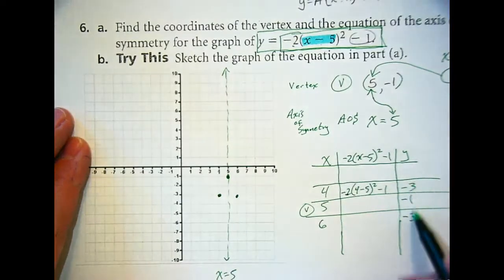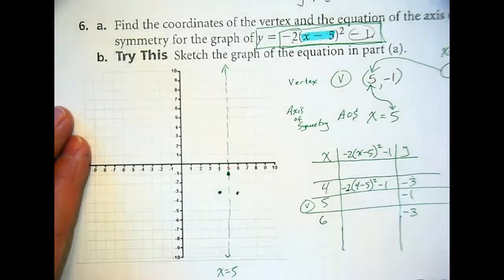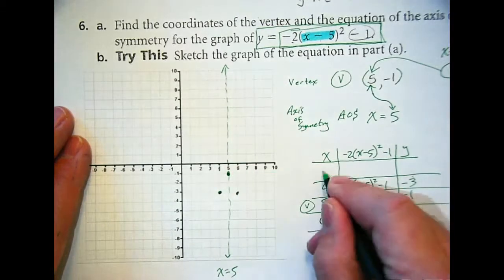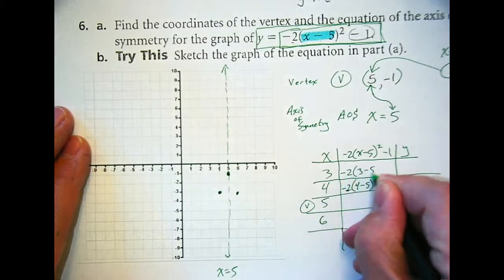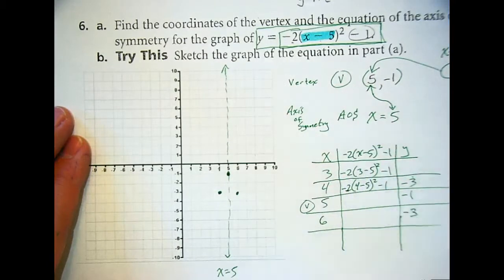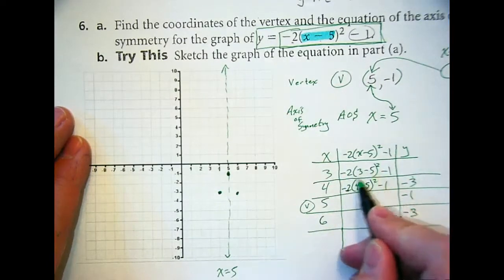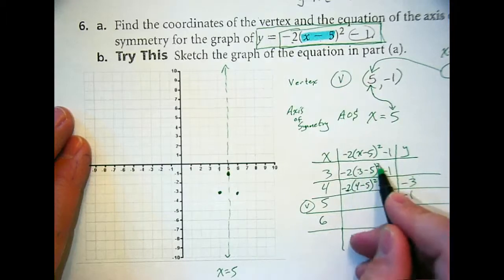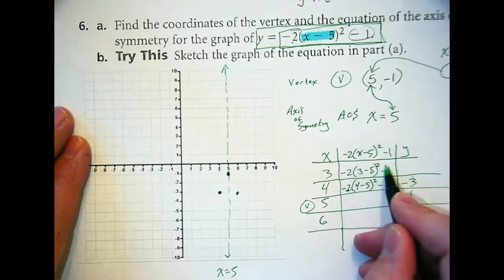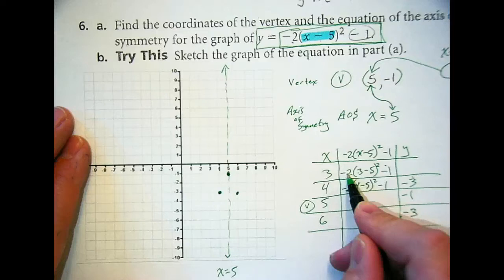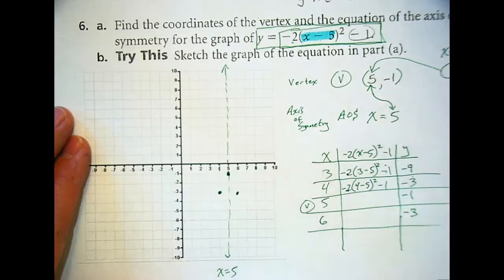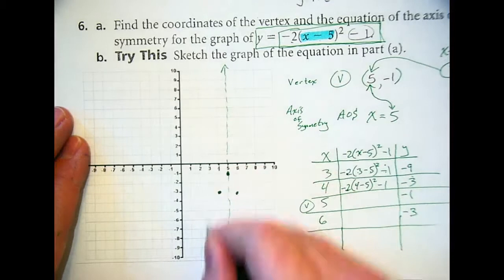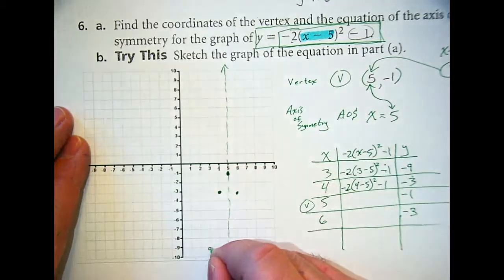Okay, so now let's calculate what point now? 3. Let's go with 3. Okay, so negative 2, 3 minus 5 squared, minus 1. 3 minus 5 is negative 2, squared is 4. 4 times negative 2 is negative 8, minus 1 is negative 9. Okay, so (3, -9) goes here. Reflected, it's 2 units away, so go 2 units this way. That gives me (7, -9).